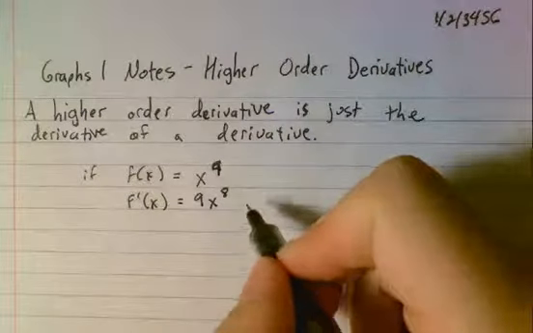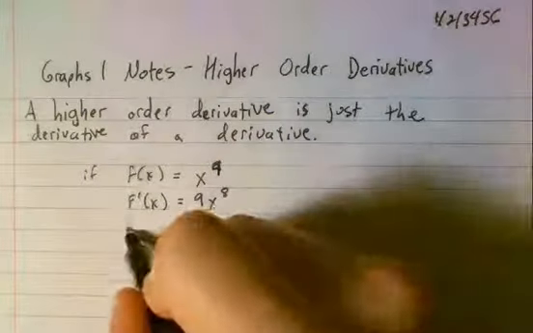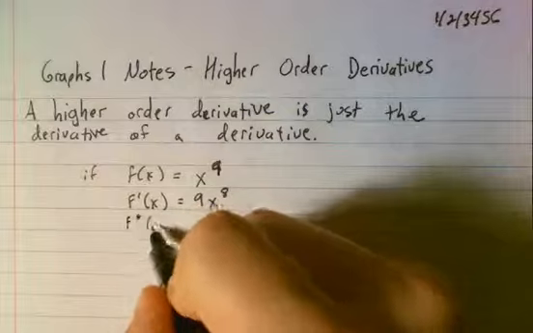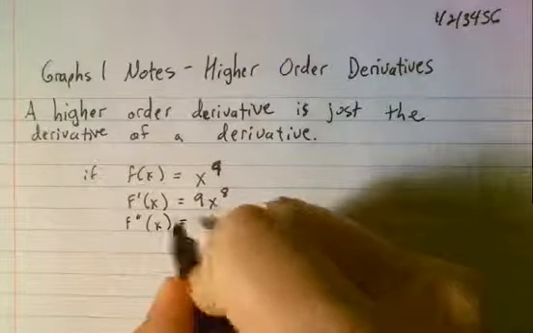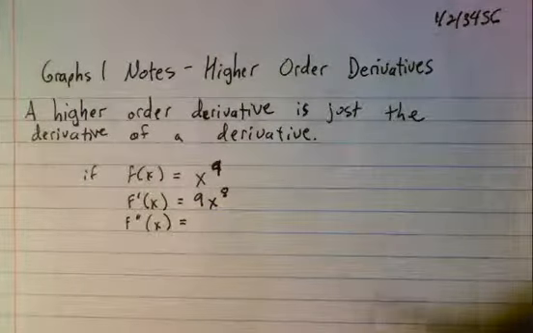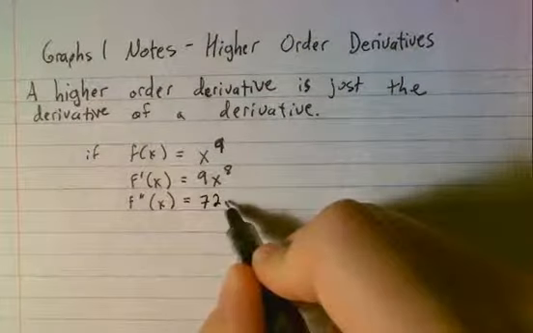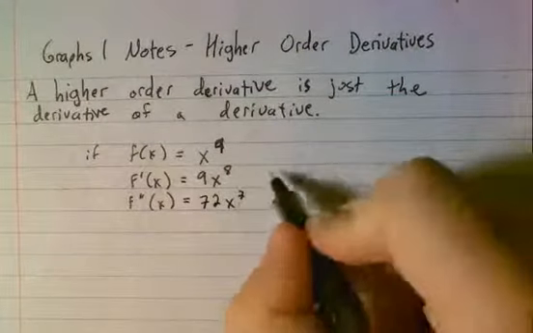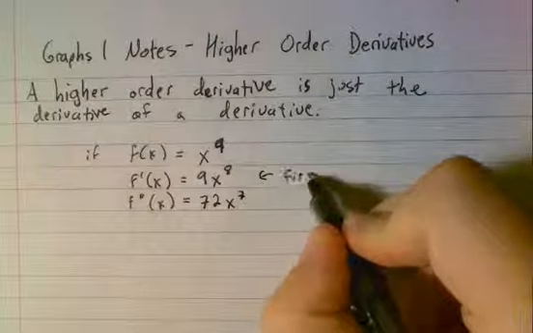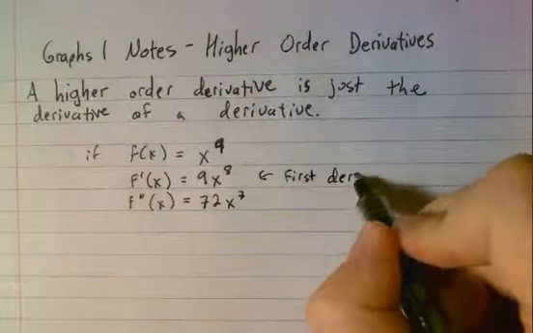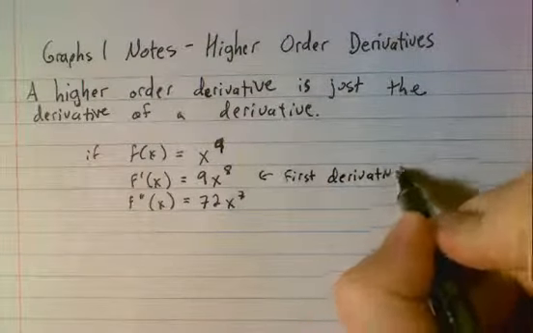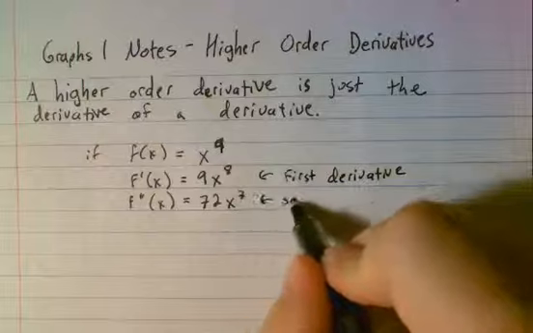Well, we don't have to stop there. We can take what's called the second derivative. Notice there are 2 little tick marks instead of 1, f double prime. And if we do that, we bring down the exponent again. That's 72x to the 7th. So this is called the first derivative. This is the second derivative.